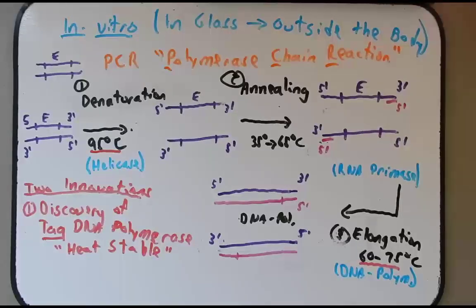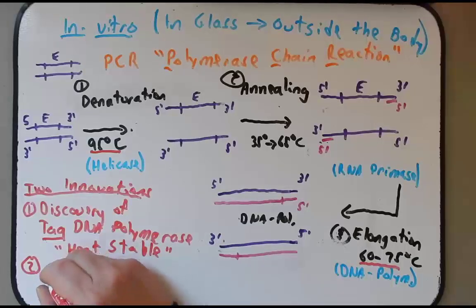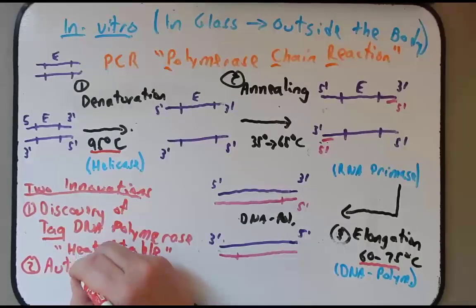So why is it heat stable? It's heat stable because it was isolated from a bacterium that was found in Yellowstone Park and their hot springs. So it's very heat stable because of that. And the second innovation is that it became automated.